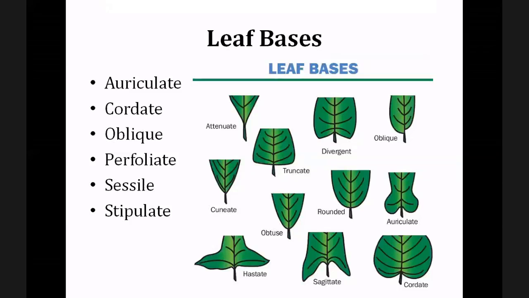The next one is the leaf bases: oblique, cordate, truncate, rounded, obtuse. Those are some examples of leaf bases, the base of the leaves.